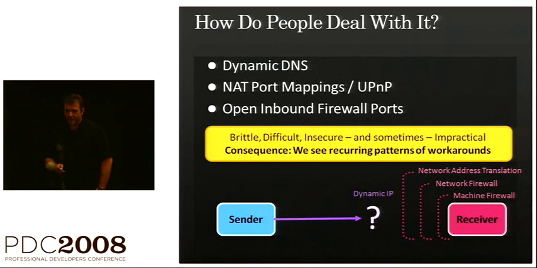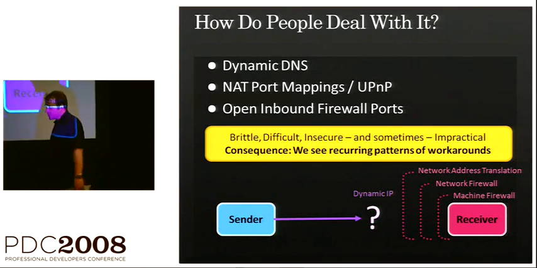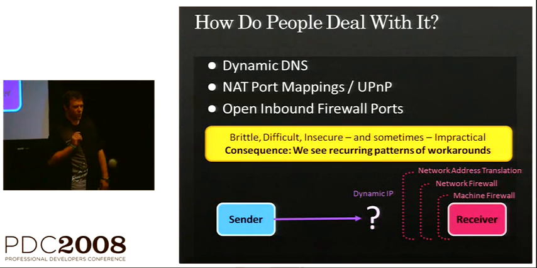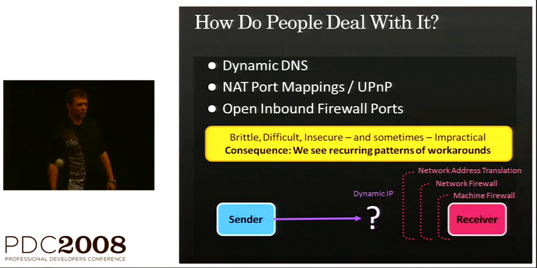So how do people deal with that? Well, they have dynamic DNS, which sort of works sometimes. And then you've got to have an open dynamic DNS system that you can really rely on. They use NAT port mappings on their firewalls to particular machines, which means you're opening up a hole in the firewall, and even worse, you're punching a hole straight to a machine. Or they use UPnP. UPnP is a wonderful technology.